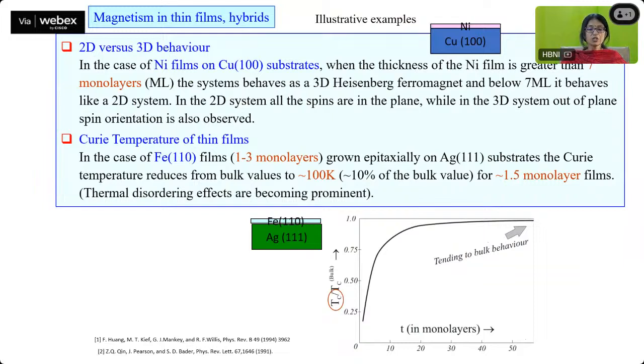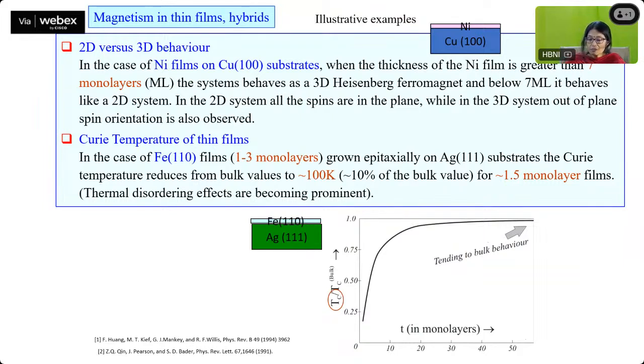If you are looking into magnetism in thin films or hybrids, 2D versus 3D behavior: in the case of nickel films on copper, when the thickness of the nickel film is greater than 7 monolayers, the system behaves as a 3D Heisenberg ferromagnet, and below 7 monolayers, it behaves as a 2D system. In the 2D system, all the spins are in plane, while in a 3D system, out of plane spin orientation is also observed. What is the Curie temperature of thin films?